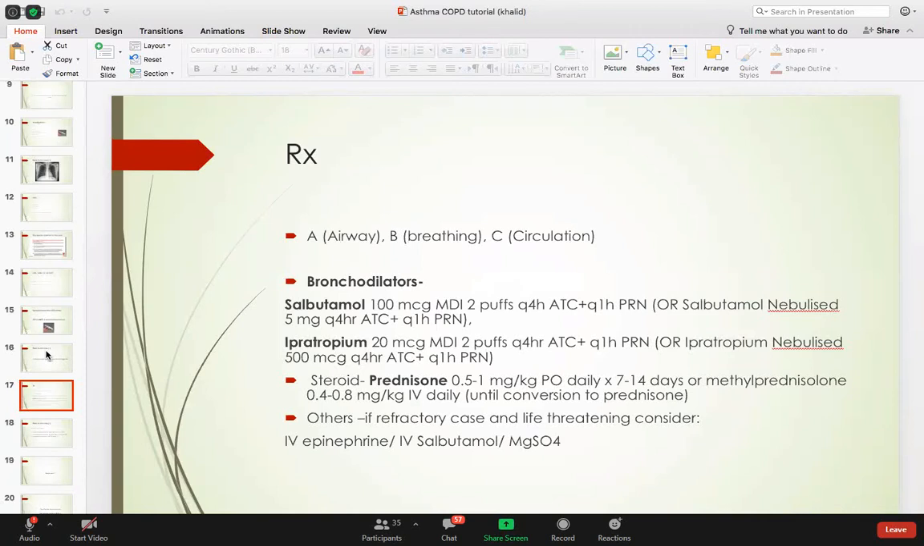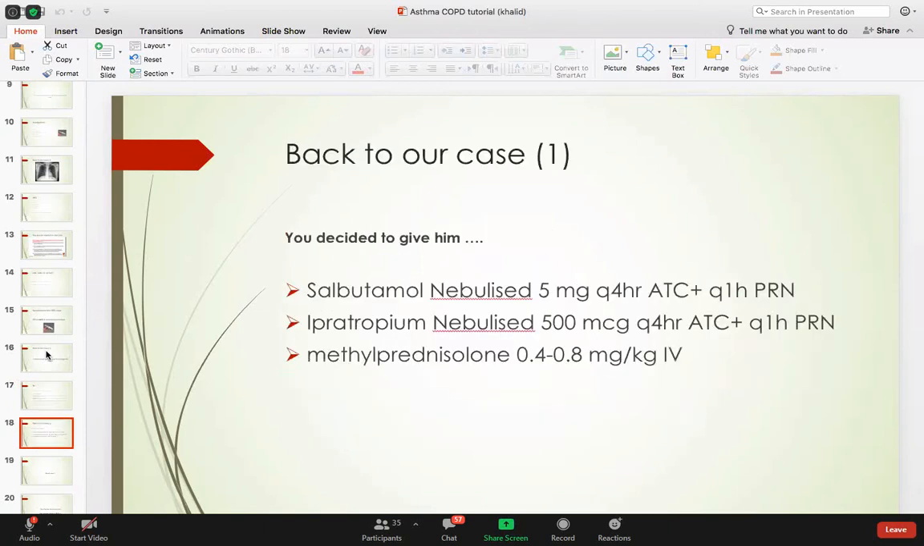How about if they are a refractory case, they haven't responded to the above-mentioned interventions, or they are going into a life-threatening situation like status asthmaticus? You should consider giving them IV epinephrine, IV salbutamol, as well as magnesium sulfate. Okay, so back to our case. You give them nebulized salbutamol, you give them ipratropium nebulization, and you give them methylprednisone, let's say 0.5 milligram per kilogram.